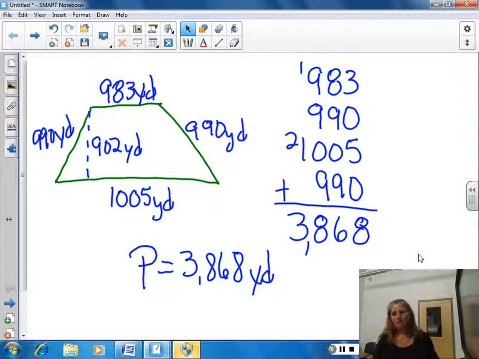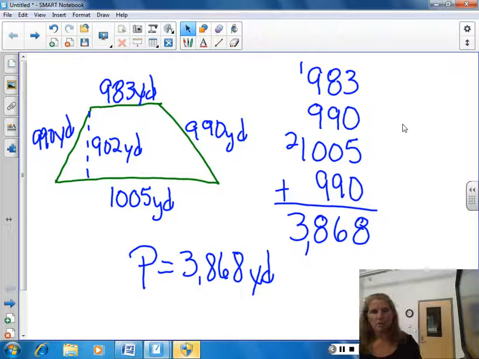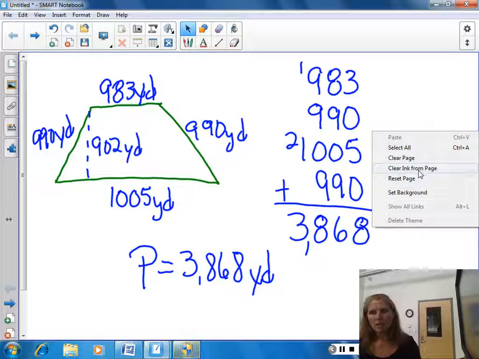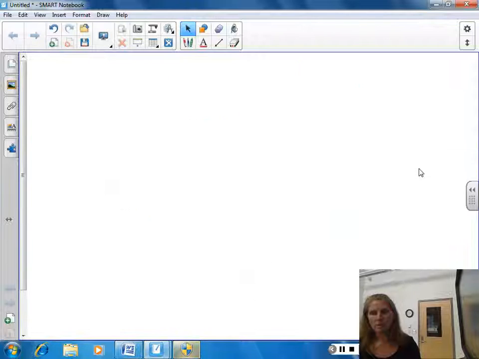So that's the basic idea of perimeter. I'm not going to do any more perimeter problems because it's really just an addition problem. Just remember that the dotted lines, those are imaginary lines. They're not part of your perimeter. Let's look at some more important things, which are the area formulas for these shapes.